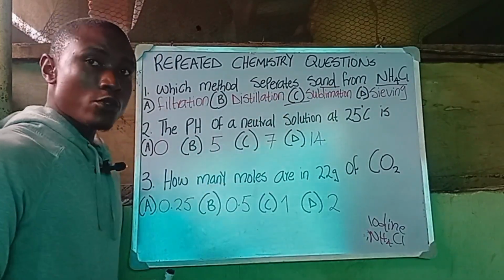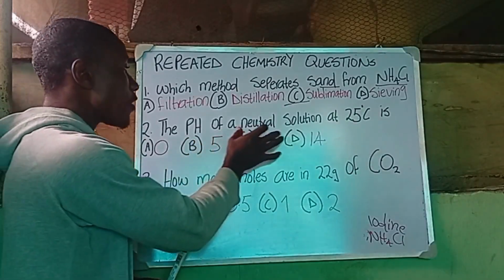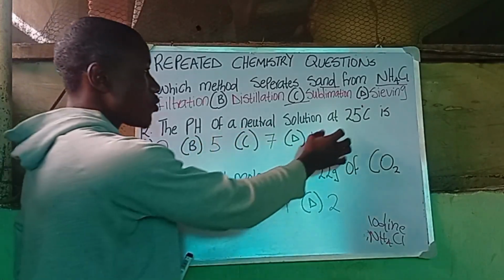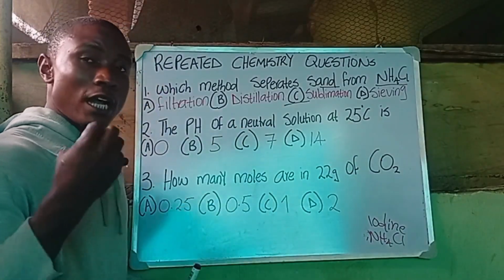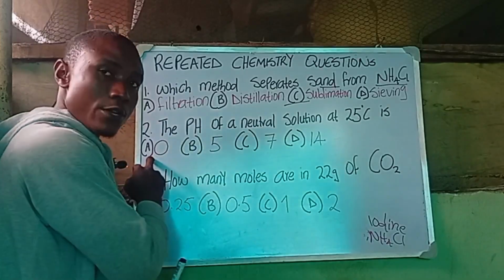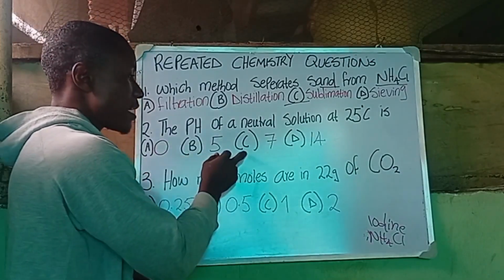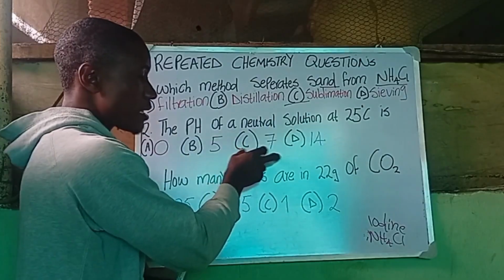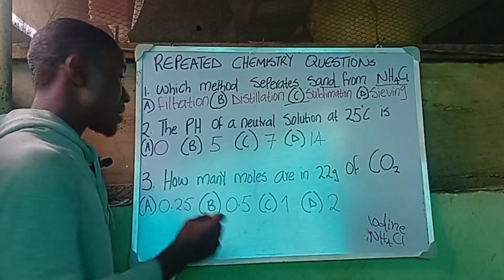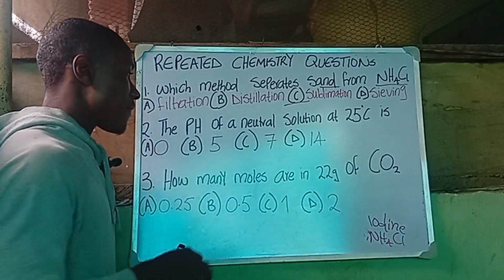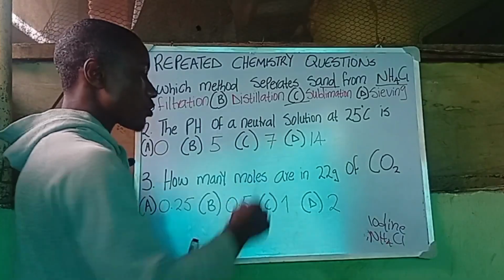We have question number 2. It says the pH of a neutral solution at 25 degrees C is, A, 0, B, 5, C, 7, and D, 14. The pH of a neutral solution at 25 degrees C is A, 0, B, 5, C, 7, and D, 14.